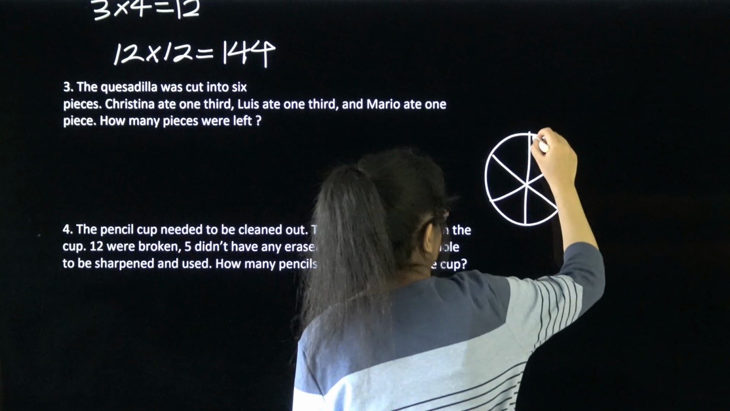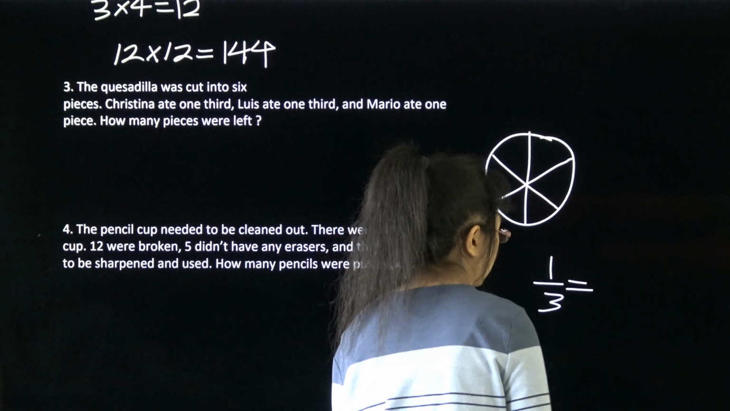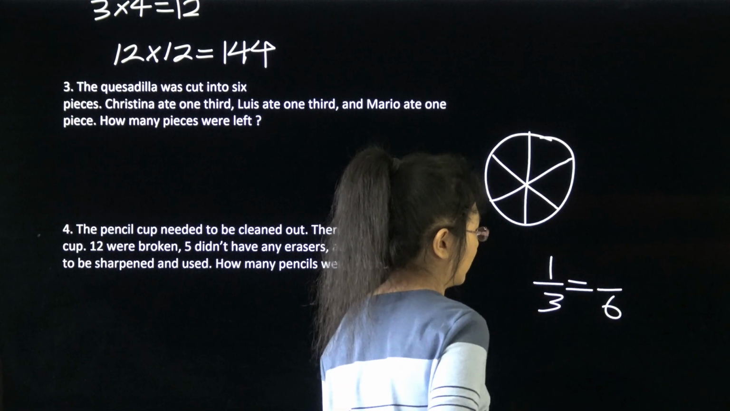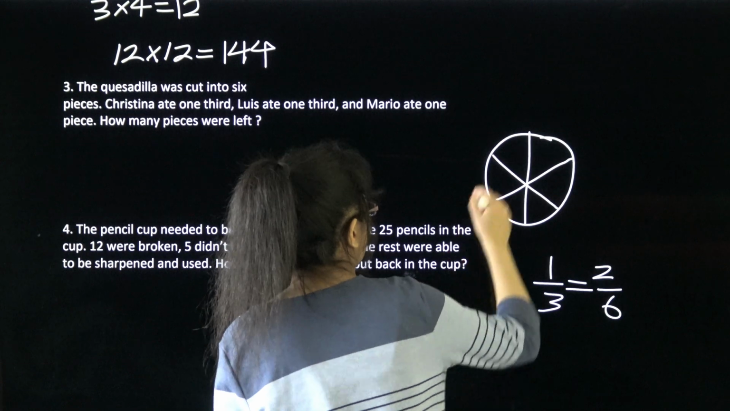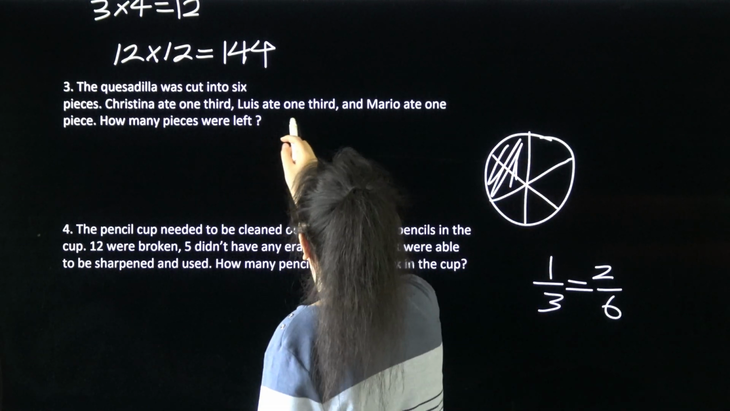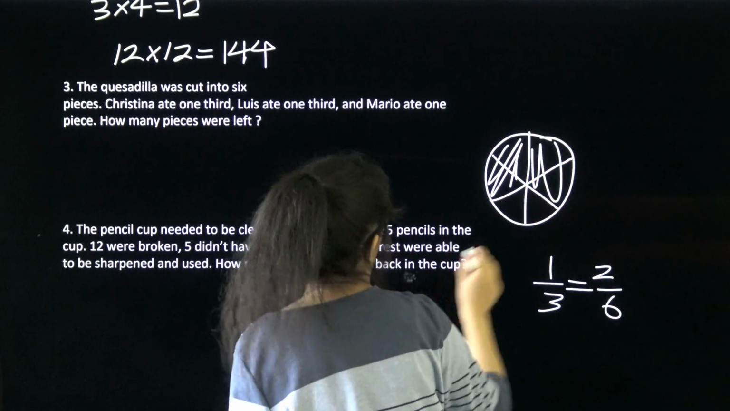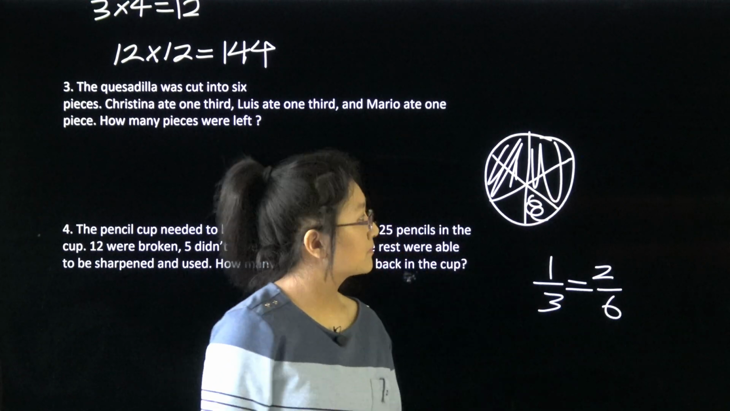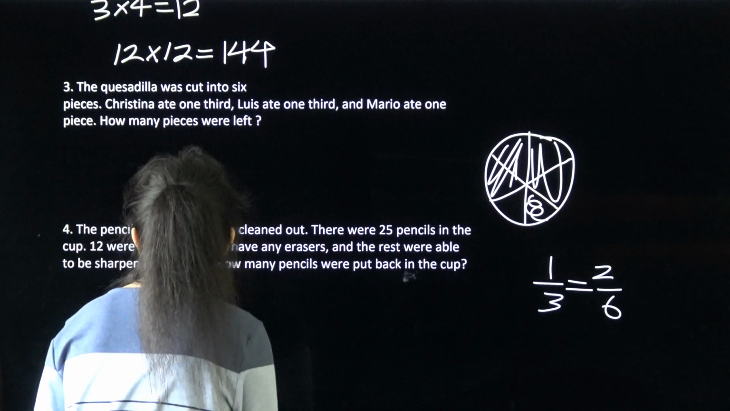Christina ate 1/3. So we know that 1/3 is equal to, well, 6 divided by 3 is equal to 2. So this divided by 1 must equal to 2. So 2 divided by 1 equals to 2. So Christina ate 2 slices. Louis ate another 1/3. So he also ate 2 slices. And Mario ate 1 piece. How many pieces were left? 1.